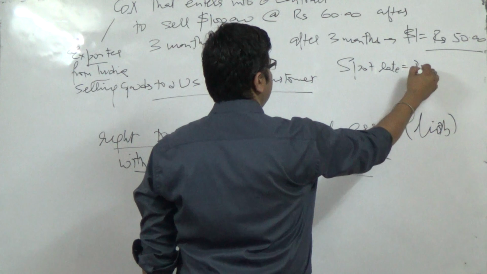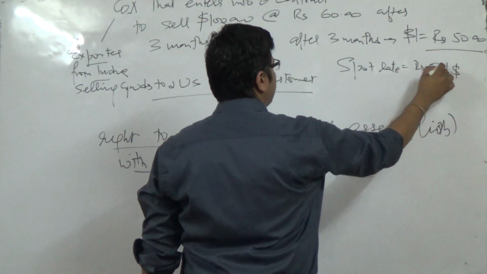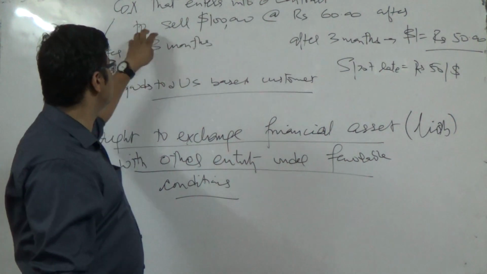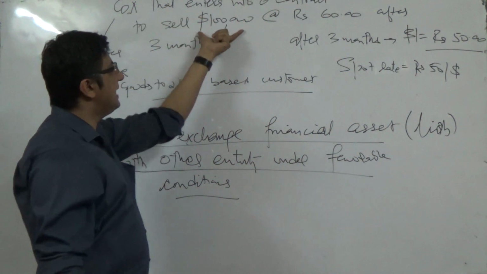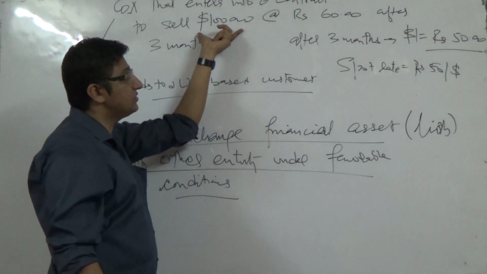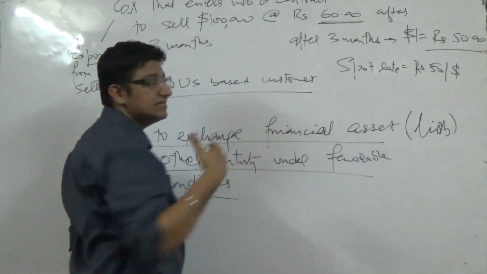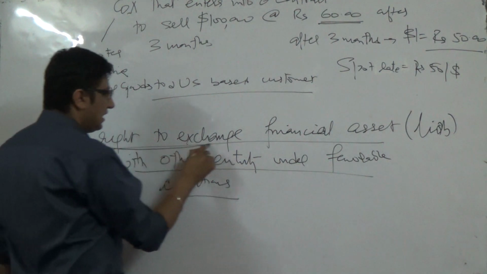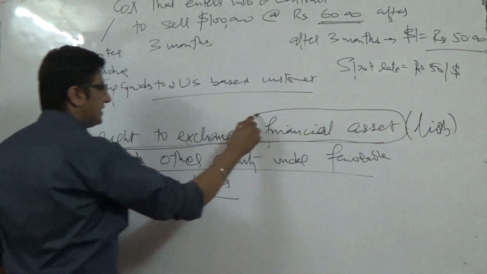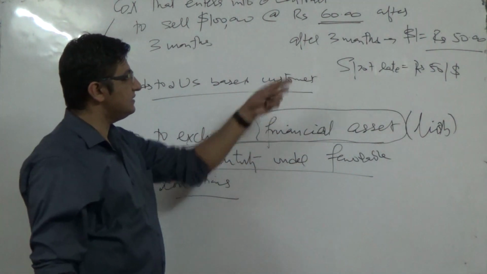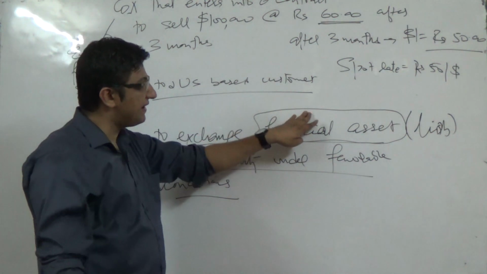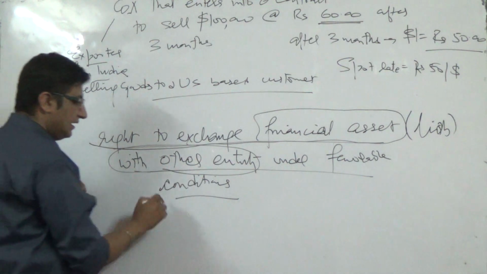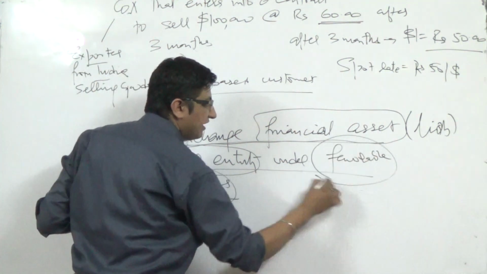The spot rate is rupees 50 per dollar. But then, the contract allows company X to be able to sell every such dollar at rupees 60. And that is where we say there is a contract which allows the entity to exchange the financial asset. What is the financial asset? The dollars. They are exchanging financial assets with the bank under potentially favorable conditions.